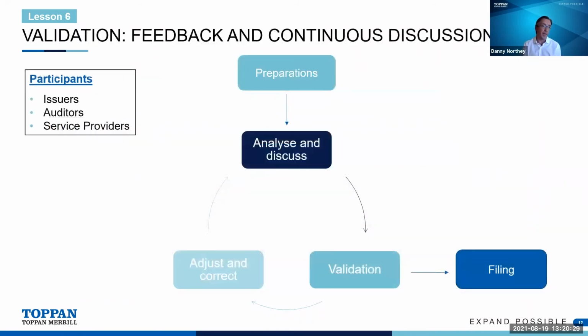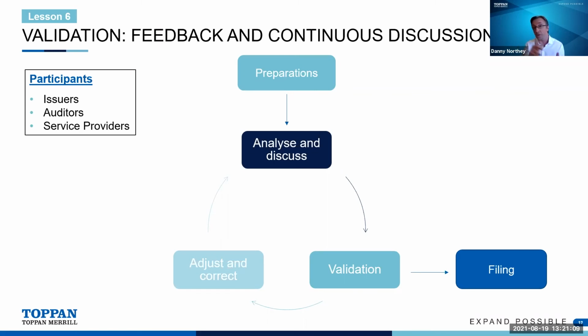And obviously, continuing lesson 6, what we discovered is that ultimately lesson 5 and lesson 6, you're going to run through a validation loop. Now, you can see on the screen here that you've got the participants, the issuers, the auditors, the service providers. That will go through into preparing your file. You'll then go through the analysis and the discussion of what your file is, and then you'll push it through to the validation point. That validation will give you results back on that. And at that point, you will then adjust and correct, and then probably go through the process again of analyzing and discussing exactly what you need to do to update it.